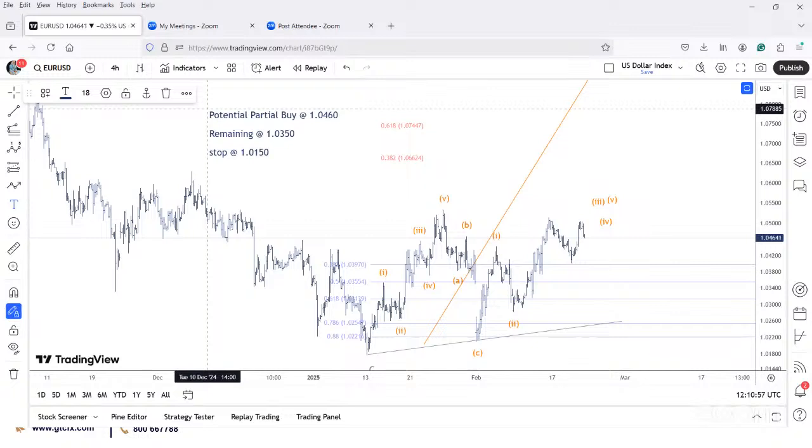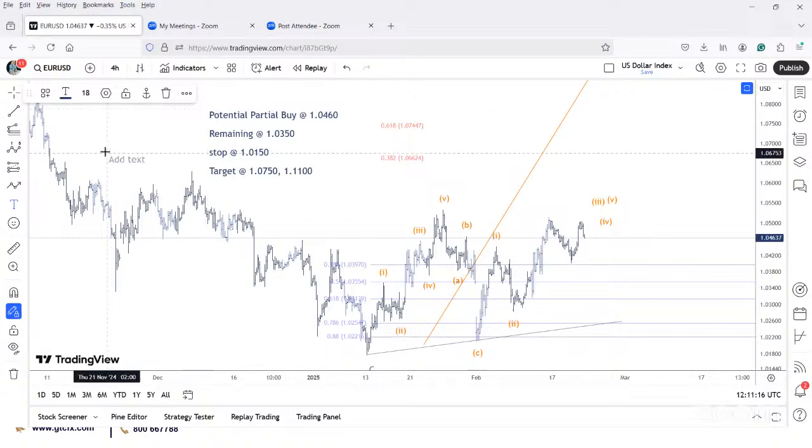Nothing above 1.0250, please. It would be technically incorrect in that case. And you might want to note the targets around 1.0750, 1.1100, and so on. All right. Okay, so that's the first trade analysis for euro flashing up on your screens.